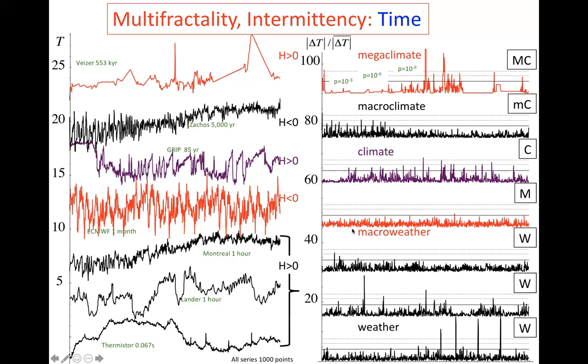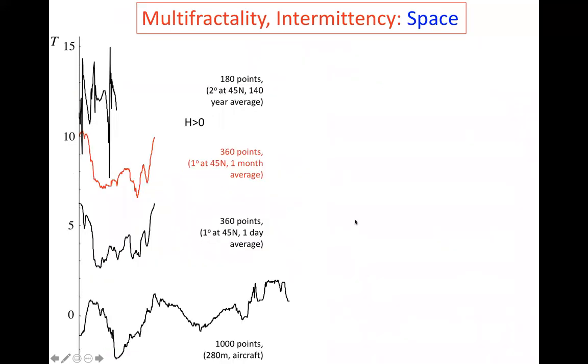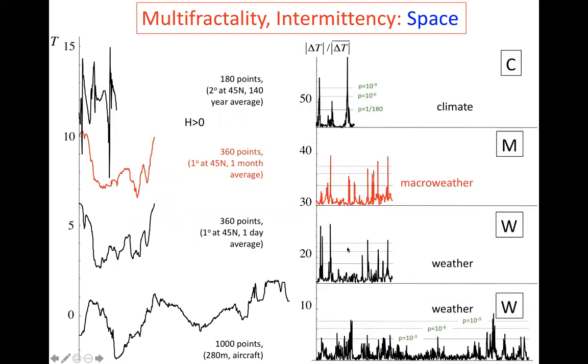That's actually what you roughly get in macroweather, say 1 month average data here. But these spikes go way, way beyond, you know, one in a billion probability. So these spikes are completely non-Gaussian. And in space, of course, these are the different time scales, you get the same kind of thing, with huge spikes even in macroweather, which is otherwise in time the kind of quasi-Gaussian.